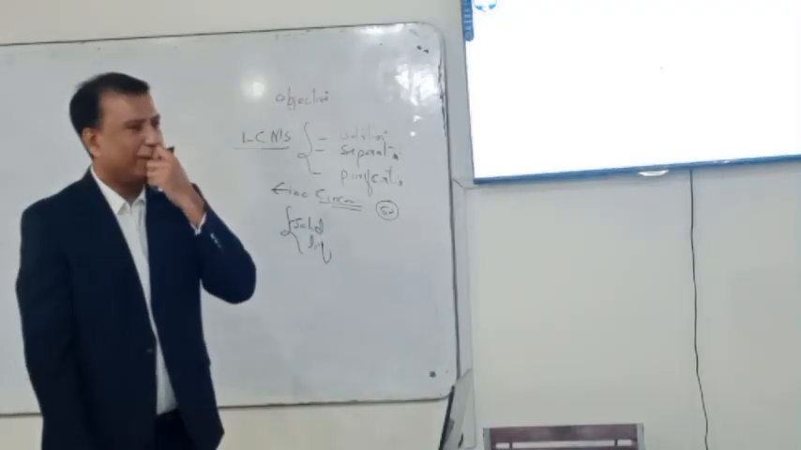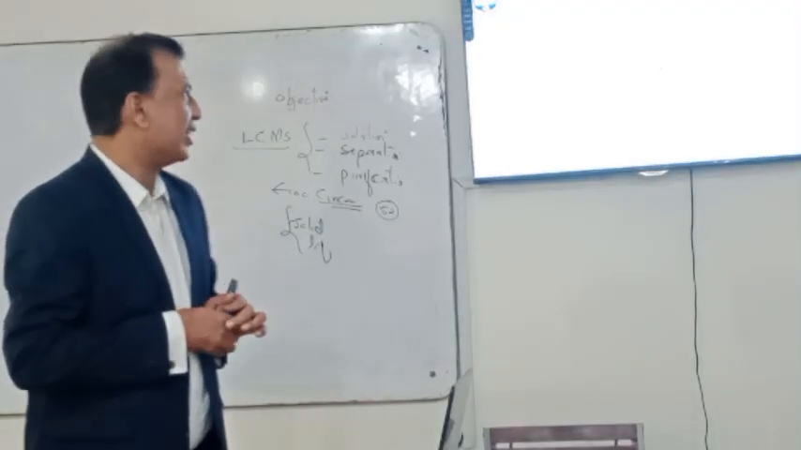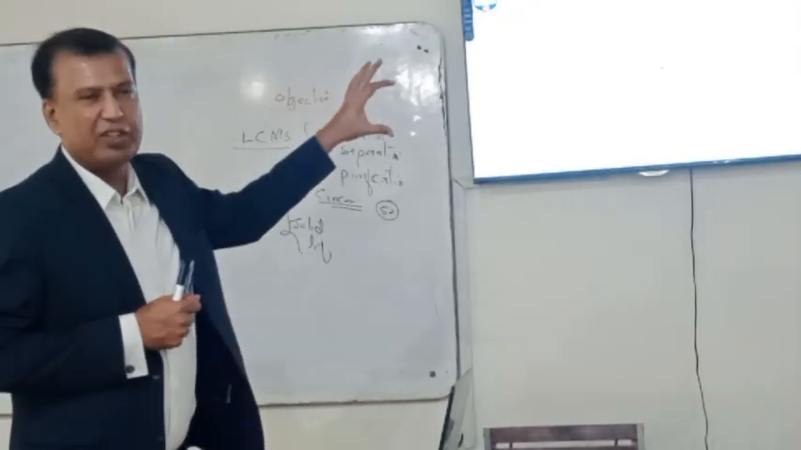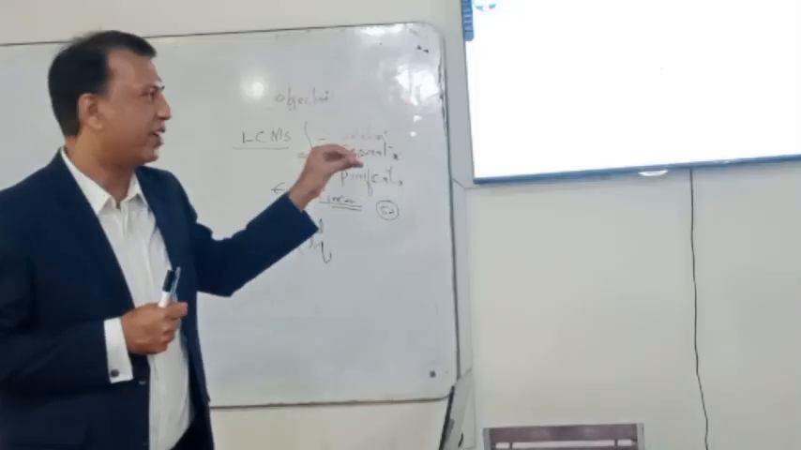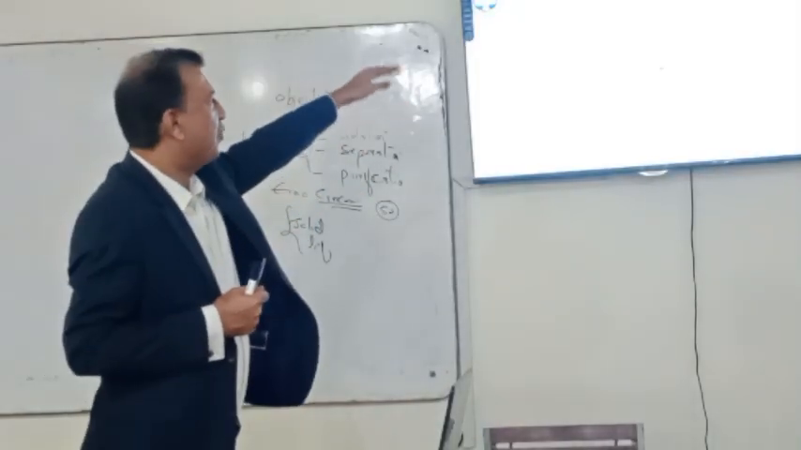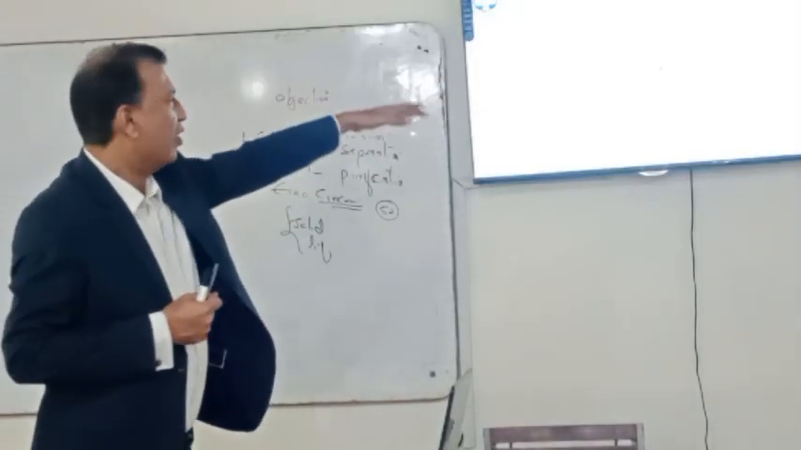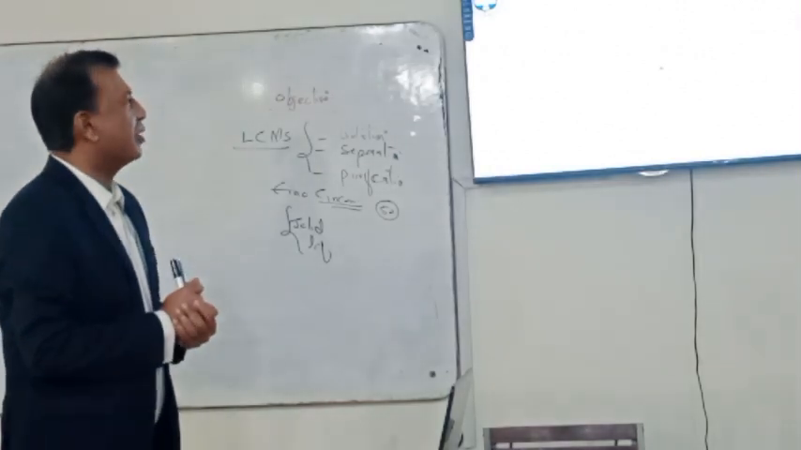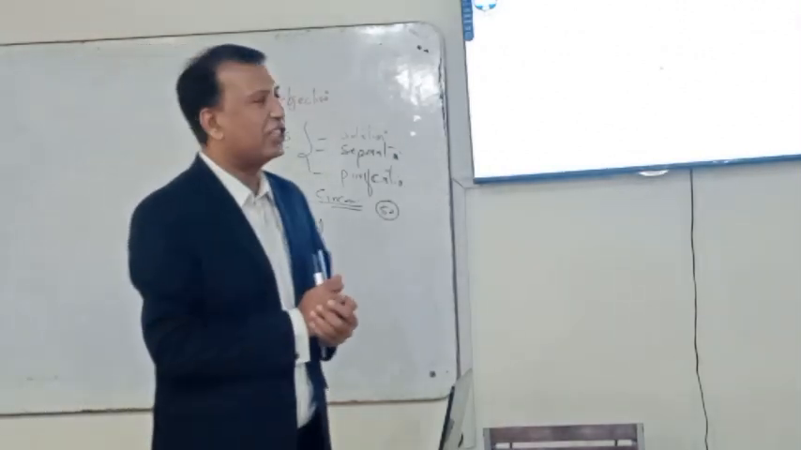Next is basically solid phase extraction. This is basically a picture. I will show you some video of how they work. Basically, if you see, there are 5 stages. First is conditioning, then equilibrium, and then loading, washing, and elution.